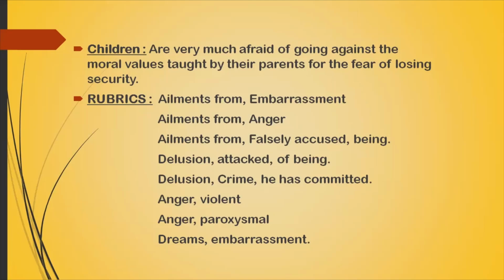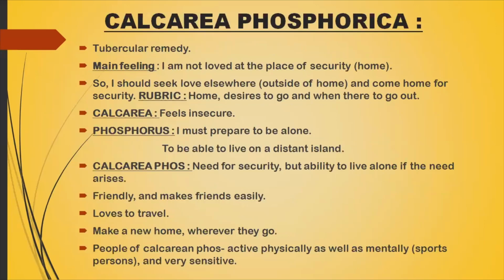Likewise, you see in case of Calcarea bromatum, very much afraid of going against moral values taught by their parents, for fear of losing security. The rubrics will be ailments from embarrassment, ailments from anger, ailments from being falsely accused, delusion attack, delusion crime has committed, anger violent.